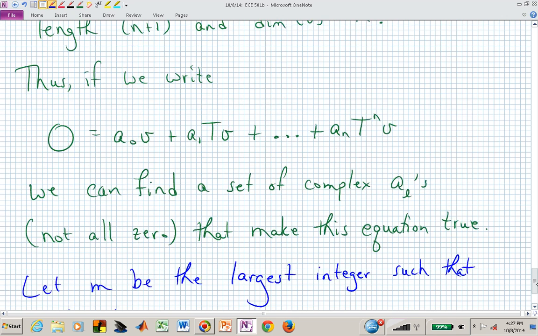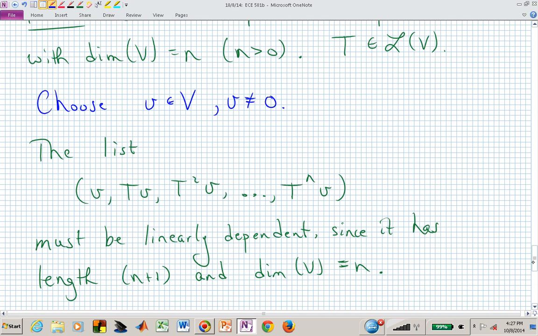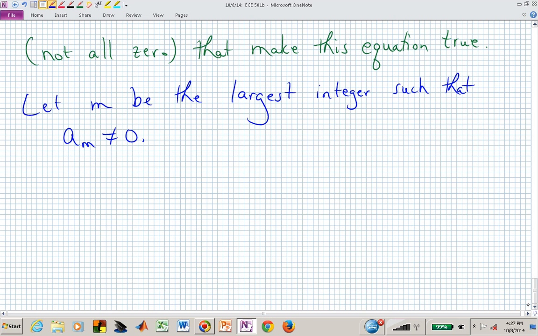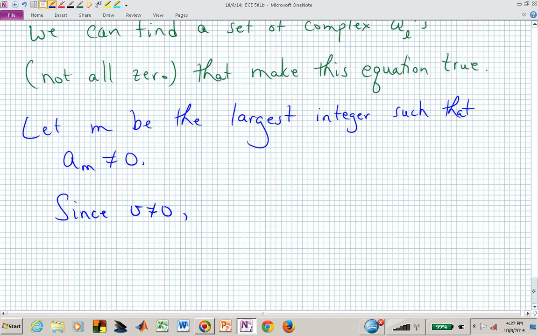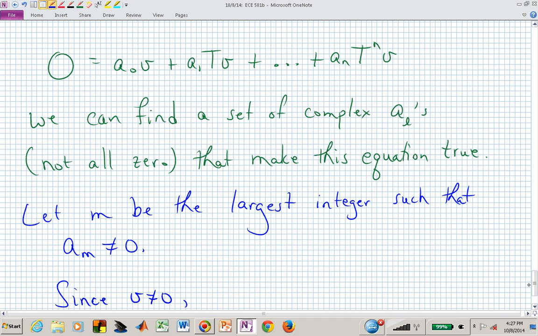But remember what we started with. We assumed that the vector v was not equal to 0. It was a part of our vector space. So now, since that vector v is not equal to 0, and we know that this equation is true, then we know that a sub 0 could either be 0 or not equal to 0.